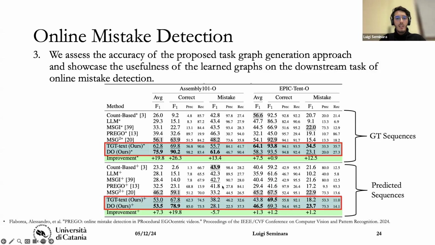In the second part of the table, we can observe a drop in all the metrics of all the methods, because this is due to the use of the online action recognition model. However, our approach still achieves the best results.